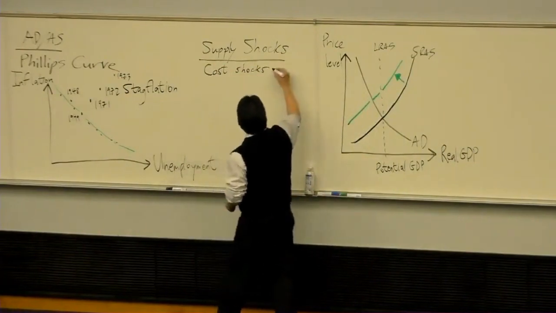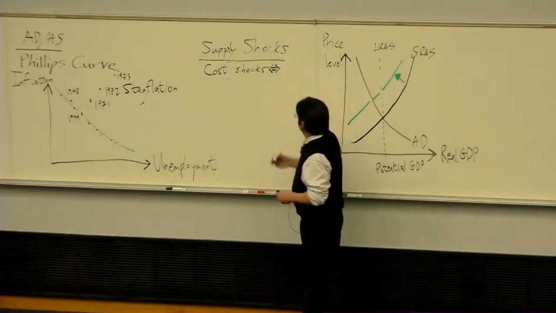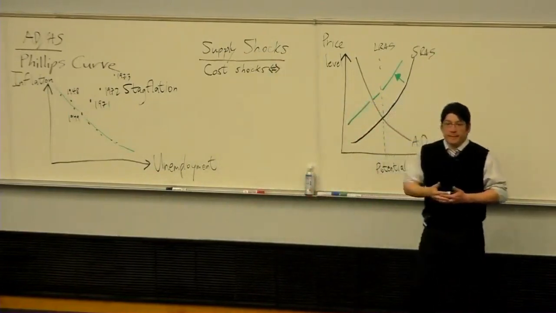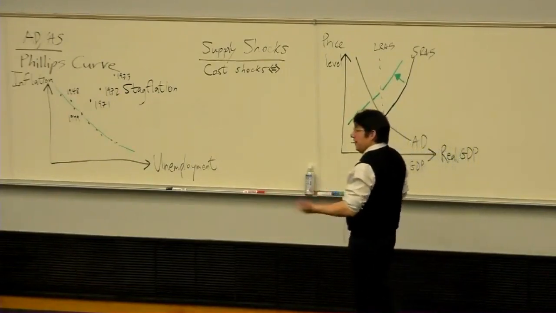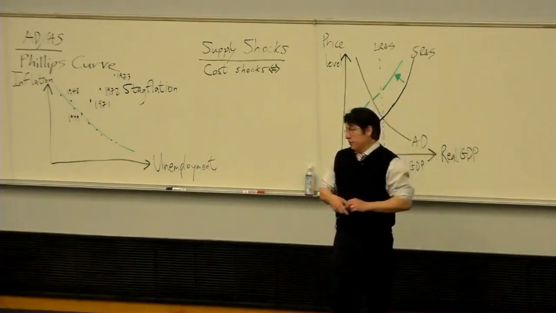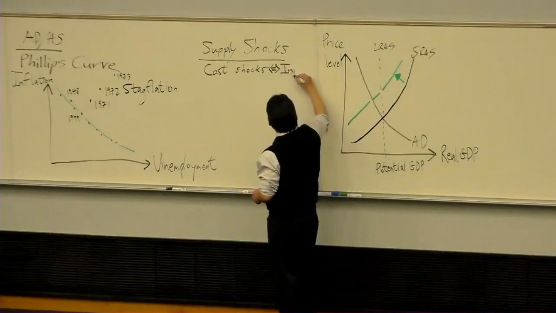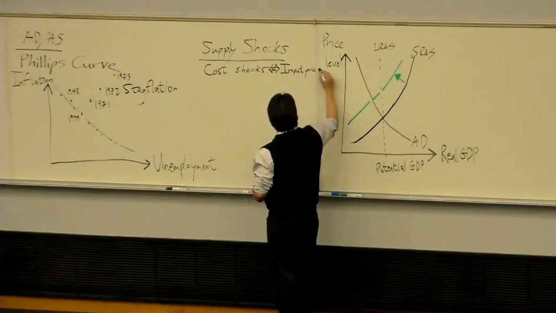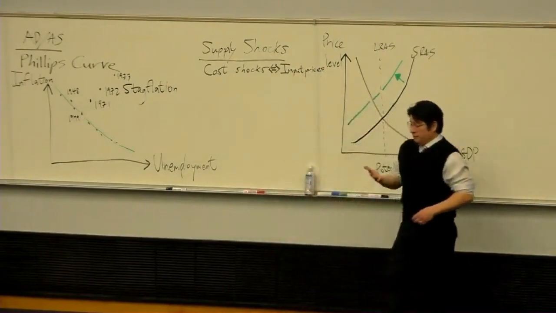And what are the costs here? Well, what's the cost of producing anything? It's what you have to pay in order to buy the things that you need to make what you're producing. In other words, a cost shock must be related to something that's going on with the prices of your inputs.